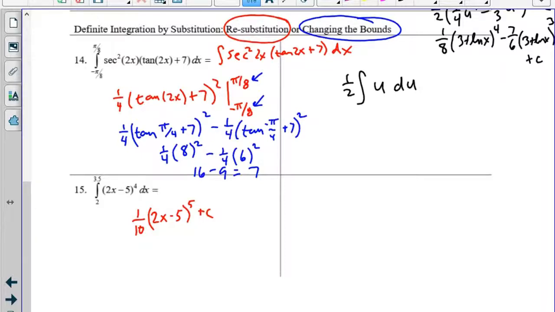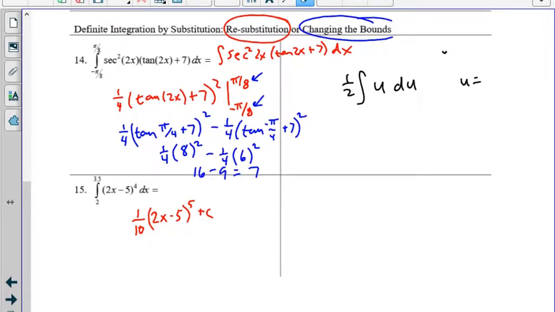Instead of just treating it like everything is an indefinite integral, we can remember that u in this problem was tangent 2x plus 7. And so I'm going to make the bounds now in terms of u. So if I make the bounds in terms of u, I can take the negative pi over 8 and the pi over 8 that we had, and substitute them in this equation and figure out what u would be if x was negative pi over 8 and what u would be if x is pi over 8.